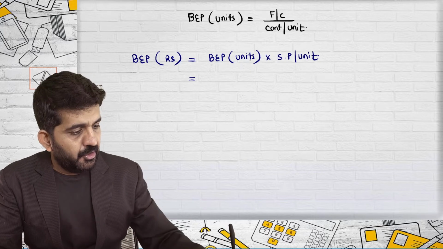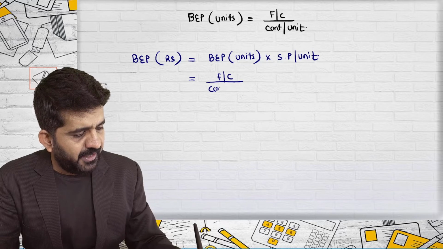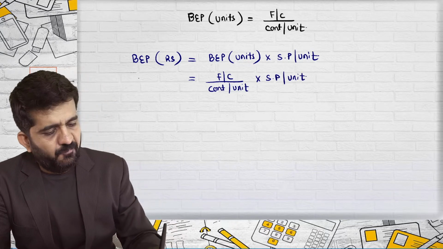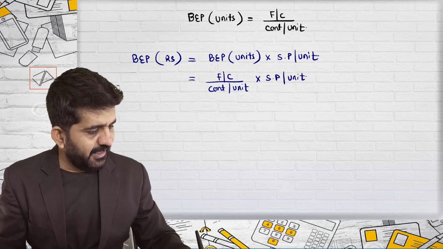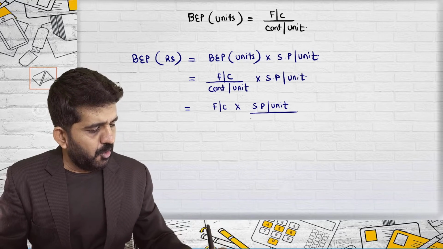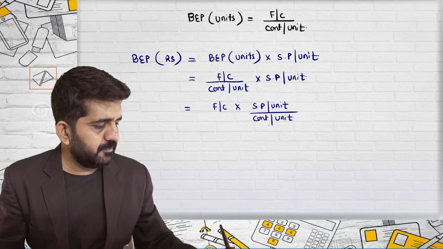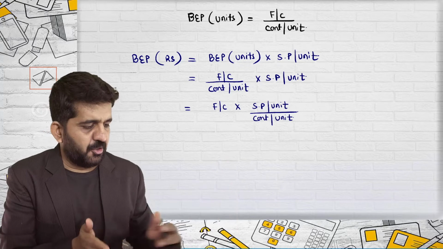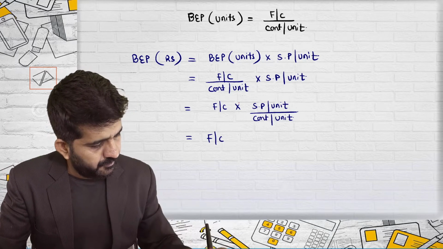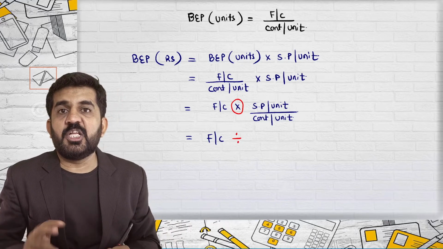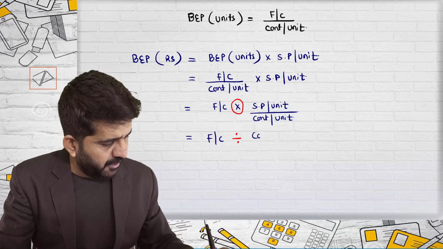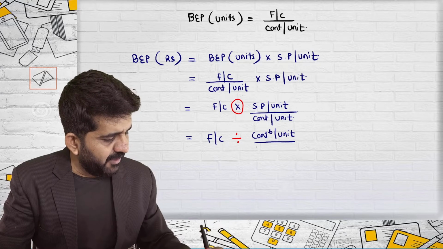What is break even point in units? It is the fixed cost divided by contribution per unit, multiplied by selling price per unit, which will be nothing but break even point in rupees. I am taking this on this side. It is fixed cost multiplied by selling price per unit upon contribution per unit. Contribution per unit, I am just taking it on the right hand side. If I want to convert this multiplication into division, what does mathematics say? If you want to convert multiplication into division, you will have to take the reciprocal. Means contribution per unit will come in the numerator now: contribution per unit divided by selling price per unit.